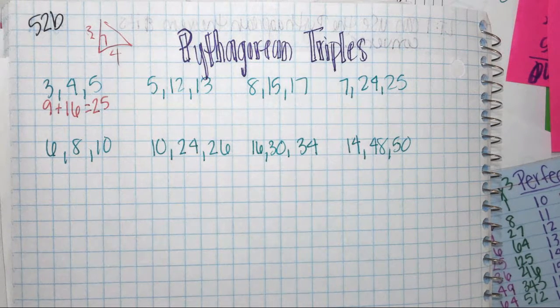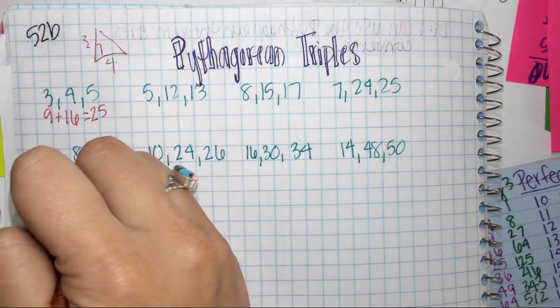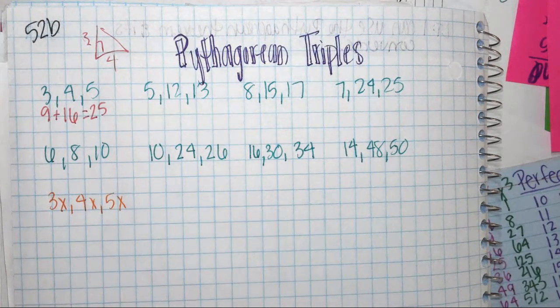All you have to do is memorize them. And the base form of it can be any number or any multiple of 3, 4, 5. So you can do 3x, 4x, 5x.